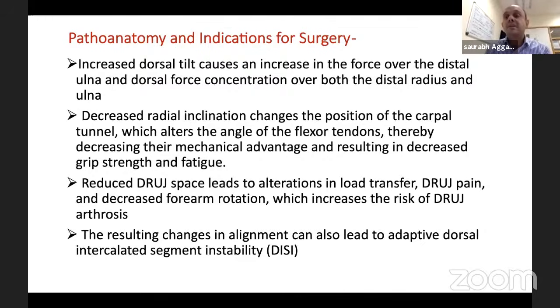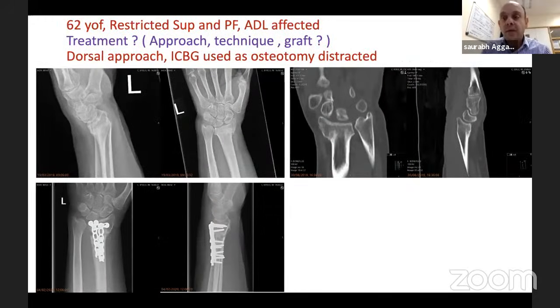This is the reason that when the parameters are altered, wrist kinematics suffer, forces alter, and pain and arthrosis can happen. That's the reason you want to do your corrective osteotomy, to restore them. Then let's see a few cases.